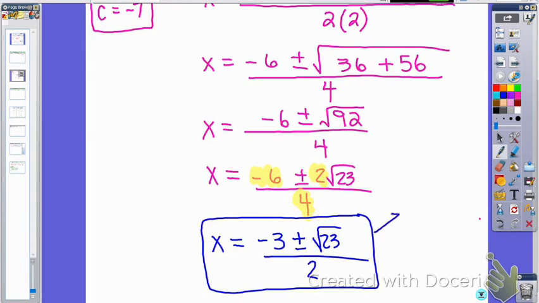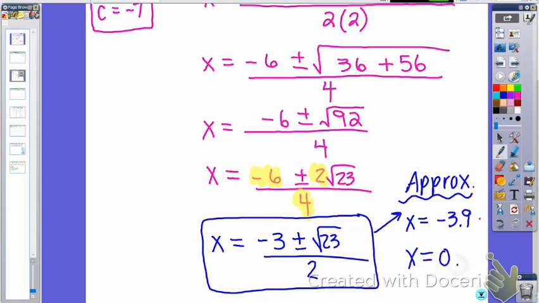If you had to approximate them to the nearest tenth, you could type this directly into the calculator, negative 3 plus the square root of 23, and then divide by 2. And then the second time use the minus, and you'll get x is approximately negative 3.9 and approximately 0.9. So those would be your decimal approximations.